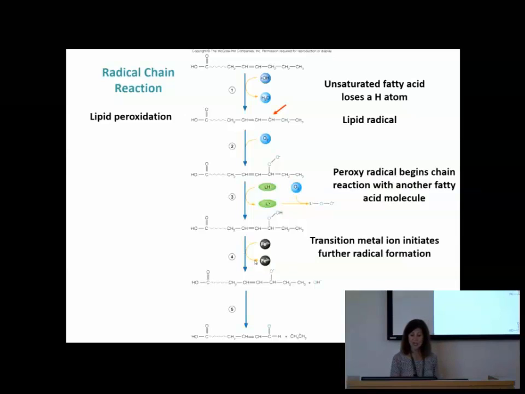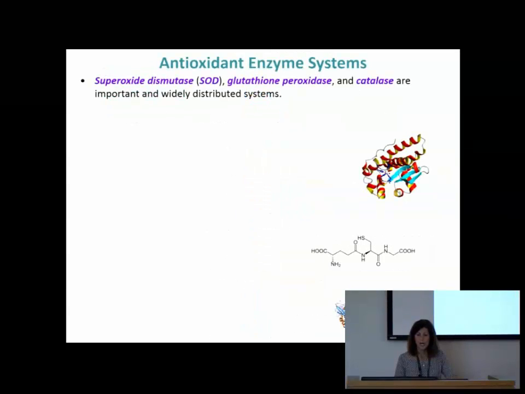So that's a chain reaction. So how do we stop this from happening? We have enzyme systems, three in particular: superoxide dismutase, glutathione peroxidase, and catalase.